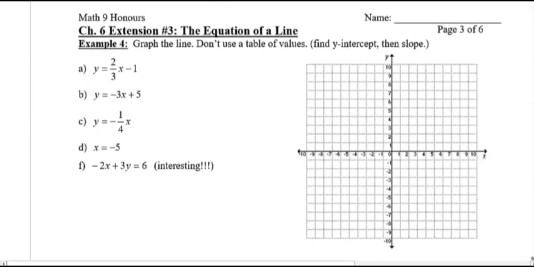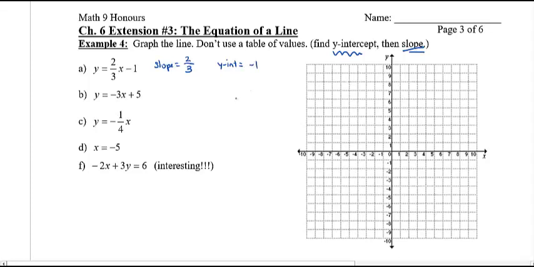More examples of graphing. I want you to graph. This time, however, I don't want you to make a table of values. I want you to use the idea of the y-intercept and the slope to graph this all out without using a table of values. Let me show you what I mean. For part A, can you first just identify the slope and the y-intercept for me? It's mx plus b, so the m value is 2/3, and the b value is -1.